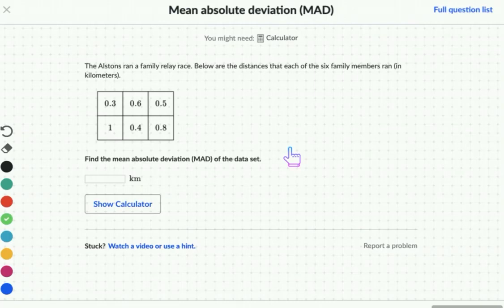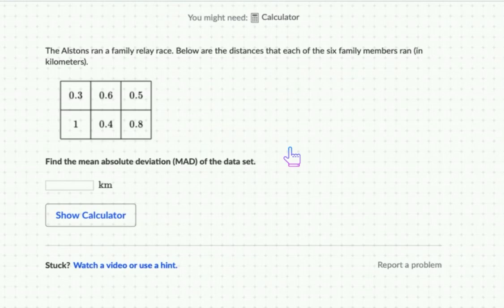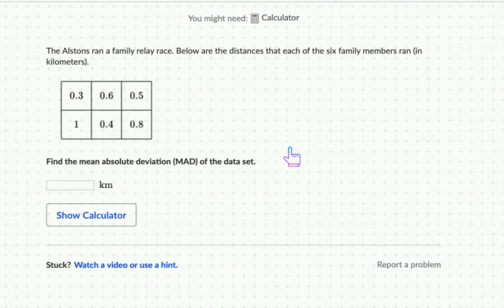All right, let's try one last problem to work together, a mean absolute deviation. Same question, they want to know the mean absolute deviation, but for this data set now. Pause the video and try it on your own first. Okay, so the Alstons ran a family relay race, and these are the distances that each of the 6 family members ran in kilometers. You can already tell these numbers are pretty close together. So let's see what happens when we figure out the mean absolute deviation.